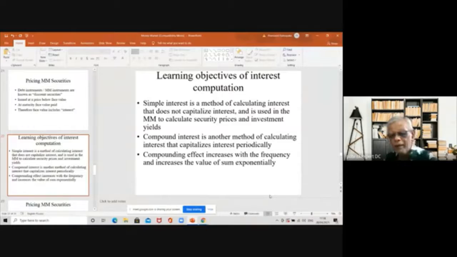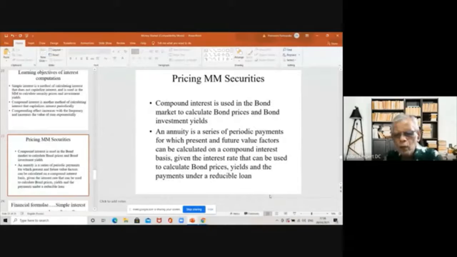Compound interest is another method of calculating interest that capitalizes interest periodically. Example, treasury bonds. The coupon interest is computed and used, and the interest is compounded periodically to arrive at the price of the bond. The compounding effect increases with the frequency and increases the value of the sum exponentially. Compound interest is used in the bond market to calculate bond prices and bond investment yields.